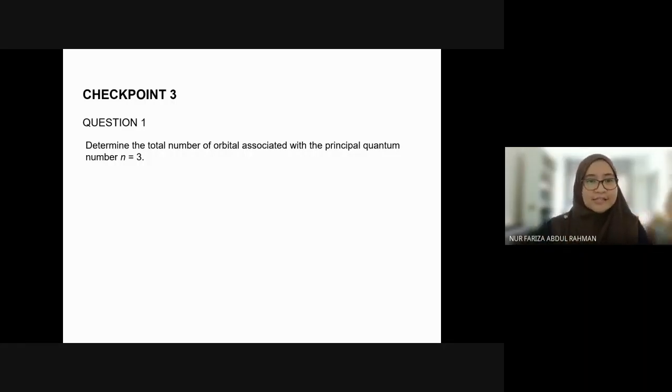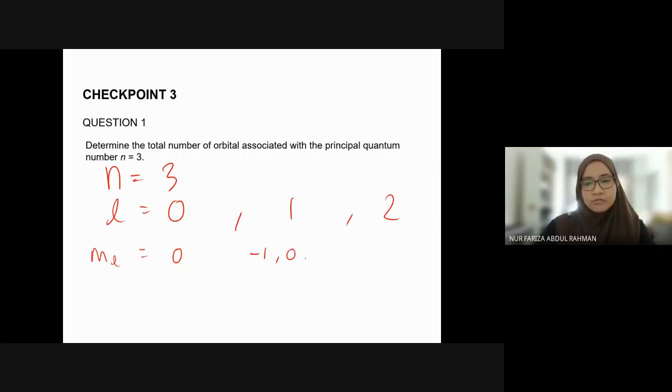So there should be 9 orbitals and 18 electrons. How do you determine that? So n is equal to 3, then l should be 0, 1, 2. And then for ml, for l = 0, it should be 0. For l = 1, ml will be -1, 0, +1. For l = 2, it is -2, -1, 0, 1, 2. So this is S orbital, this is P orbital, and this is D orbital, SPD. So this ml actually represents the number of orbitals itself.